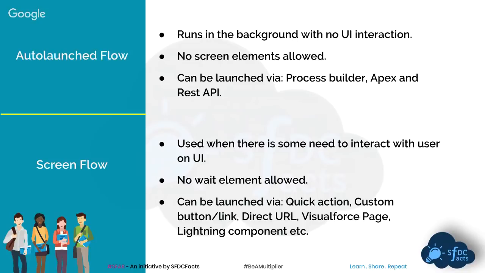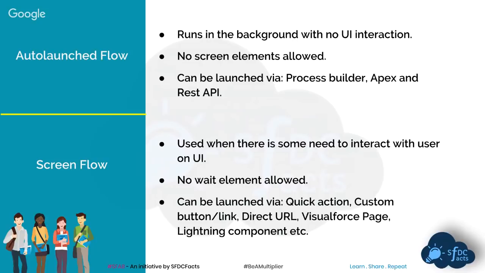Autolaunched flows are basically processes, or what we call a complete flow, which run behind the scenes in the background with no UI interaction. It's similar to what we write in coding, which happens in the backend, and the result is automatically manipulated in the database, and you see those changes on the record page, detail, and the various other places where you have made the changes.